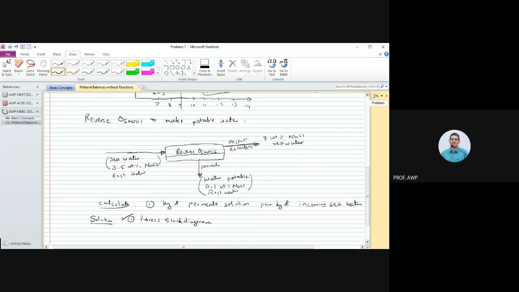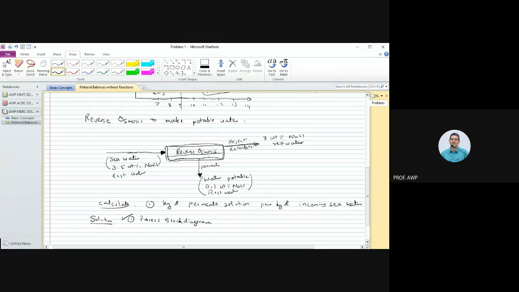In this particular problem, I have already given to you the process block diagram, that yes, there is a block which is reverse osmosis. That's the process that is happening. Input to the process is our 3.5% sodium chloride seawater. What goes out from the process? There are two streams going out of the process.